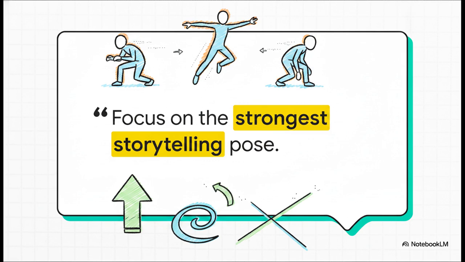I mean it. Focus purely on the strongest storytelling pose. When you first sit down to animate, you want to block out only the primary motion. Ask yourself, what is the character fundamentally trying to do? Are they jumping, turning, reaching for something, sitting down?